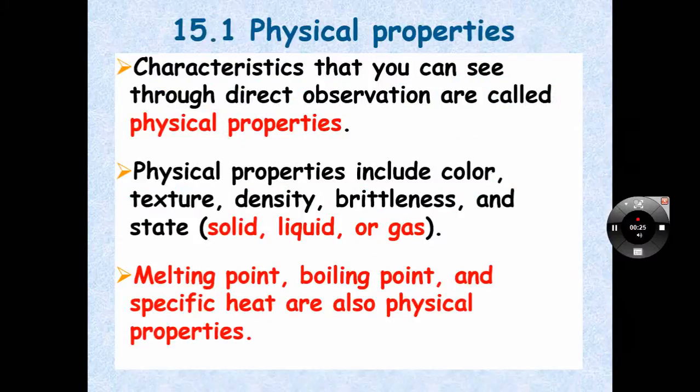First off, characteristics that you can see through direct observation are called physical properties. These are things like being a solid, a liquid, or a gas. Color, brittleness, state, all of those things are physical. And you need to know melting point, boiling point, specific heat, density, all of those are physical properties.